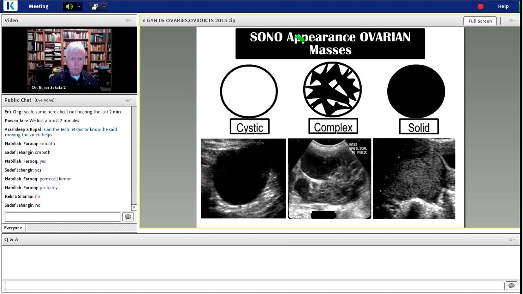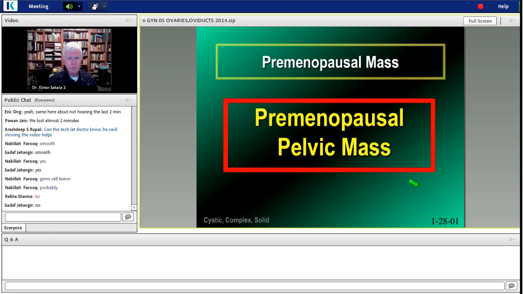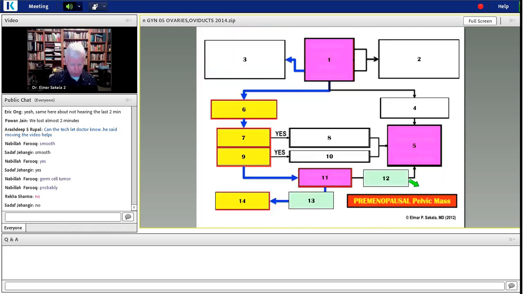The sono appearance is going to be important because the only functional cysts that we have are simple cysts that look like this. If it looks like this, it cannot be a functional cyst. All right, let's look at the handout that I gave you. This is a busy one, but I think if we follow through it, it'll make sense.